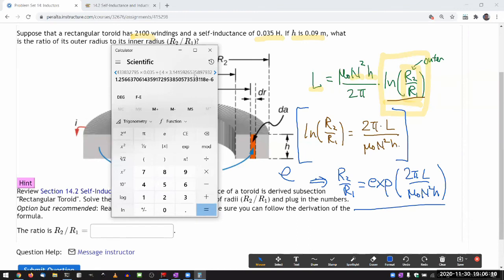I divided by, and then divided by the 2100 windings squared, and divided by the height, 0.09. So that's the thing inside the exponent. So equals that. Let me store it into memory. Raise it to the power of E. Memory recall. And that should be the ratio of the radii.